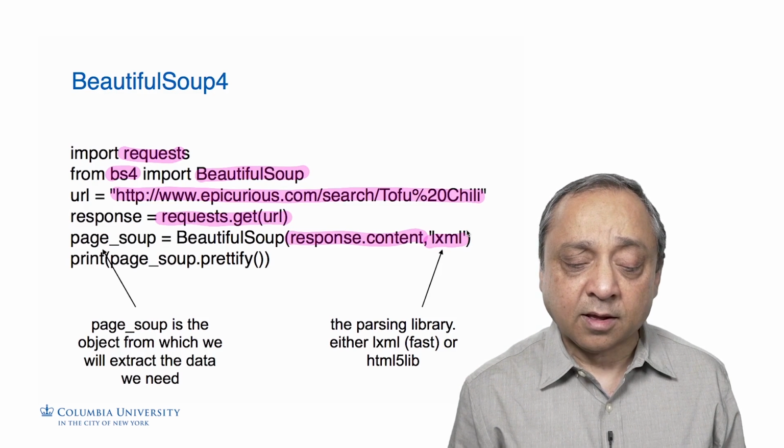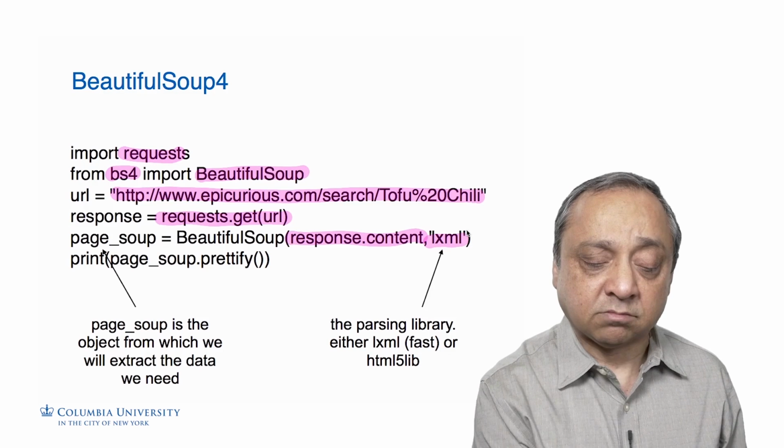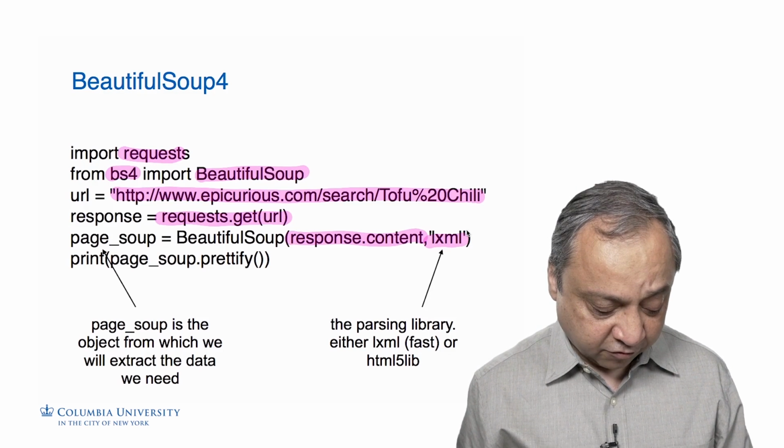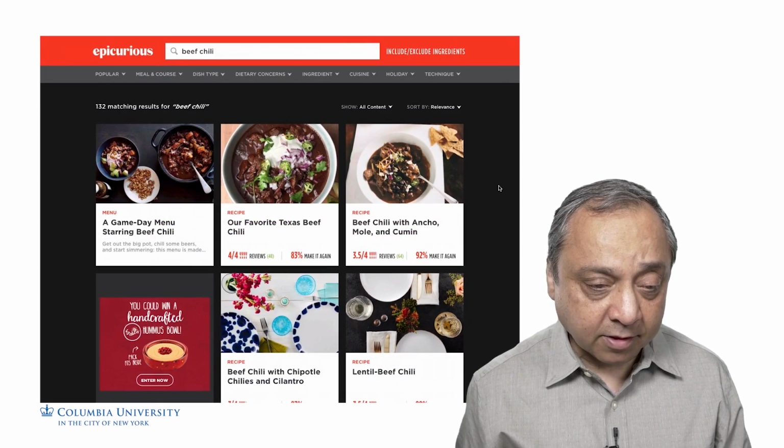And once we've got that, we have a BeautifulSoup object, and we can see what it looks like by looking at the structure of that stuff. So let's take a look at it and see how that works.